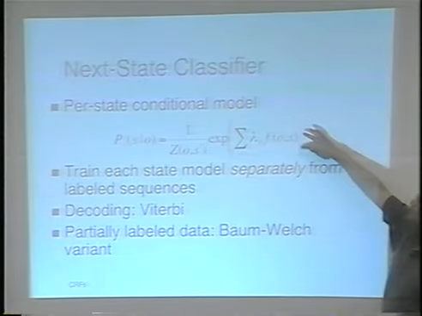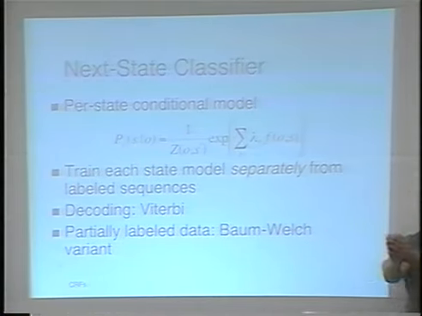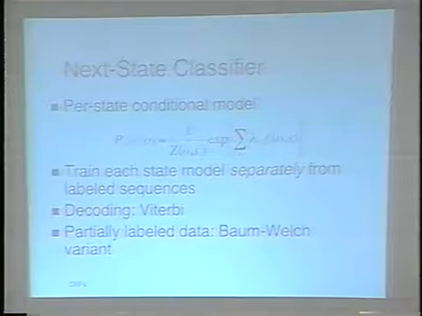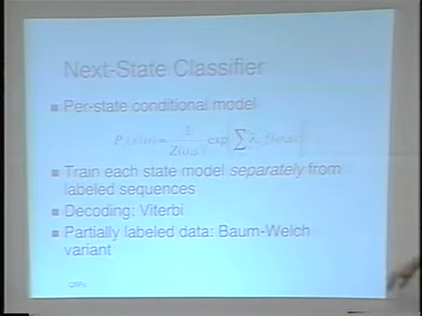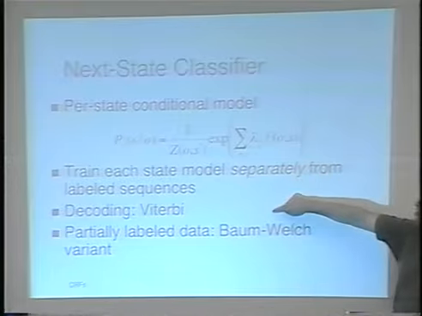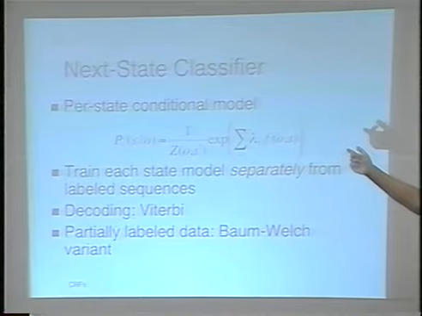Now, each of these models can be trained separately because essentially it's a classification. I'm just going to look at each position in the input, where I go into, what the observation features are. And with a model like that, I can decode by Viterbi. And also there's a generalization to partially labeled data.